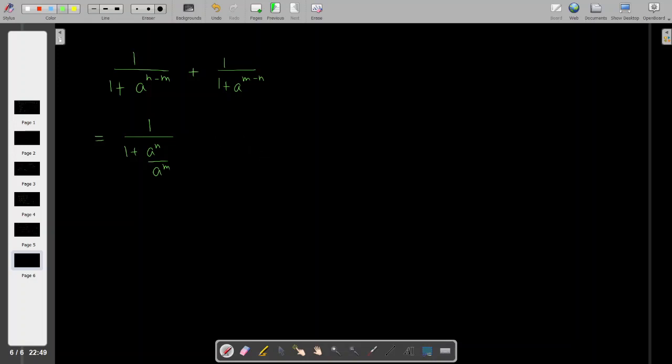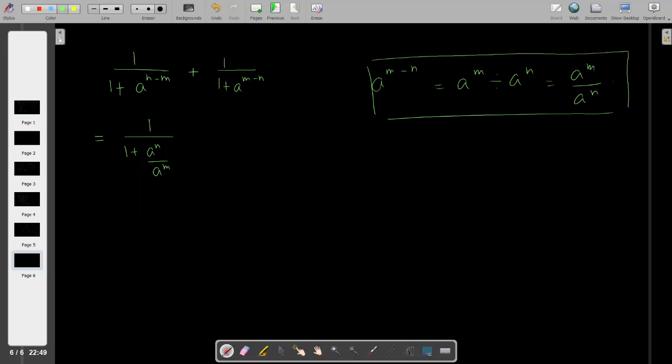So see, a to the power m minus n was a to the power m divided by a to the power n, which equals a to the power m by a to the power n. So I can directly write it like this using this property. If I use this property, I can write like this, plus here 1 plus a to the power n by a to the power n.